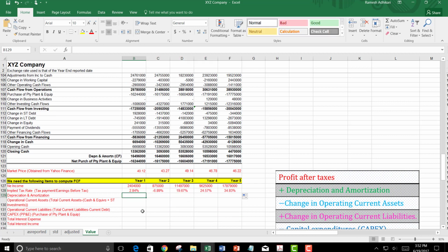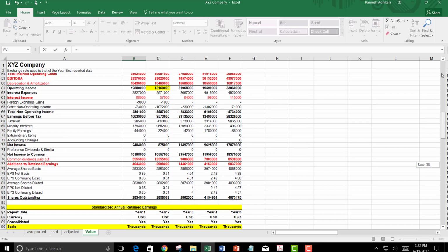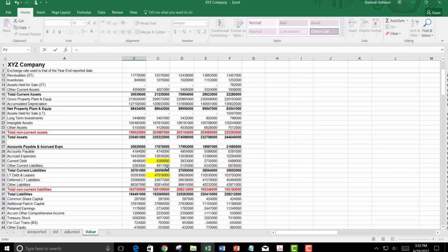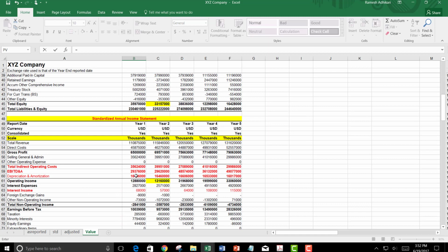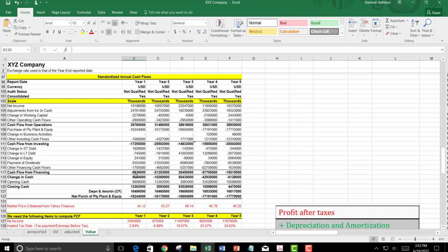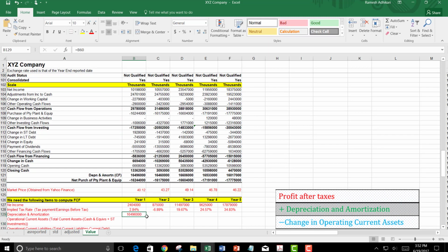Next, I need depreciation and amortization. I can get this from my cash flow statement or income statement, and I want to get it from income statement. So from income statement you can get depreciation and amortization, right? So you have now depreciation and amortization.